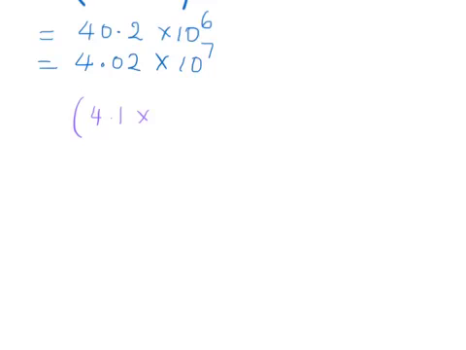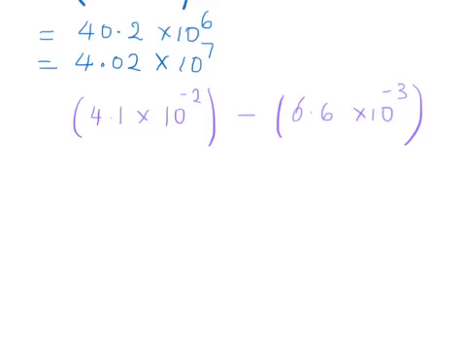So another example, 4.1 times 10 to the minus 2 minus 0.6. Let's make it a standard form. Let's do 6.6 times 10 to the minus 3.